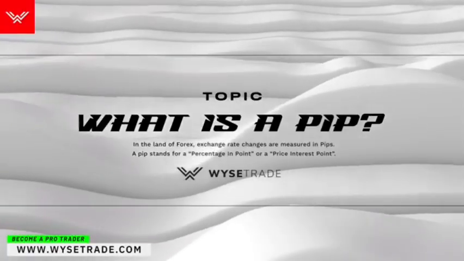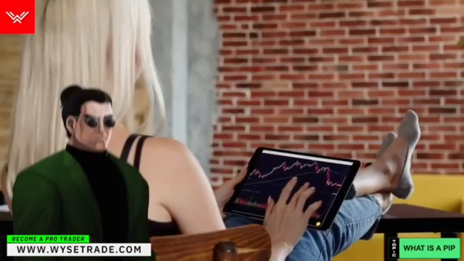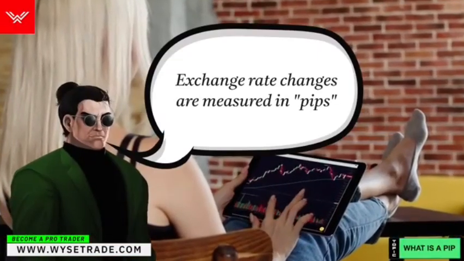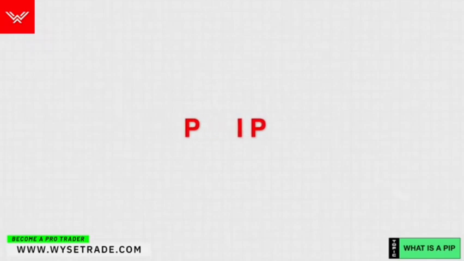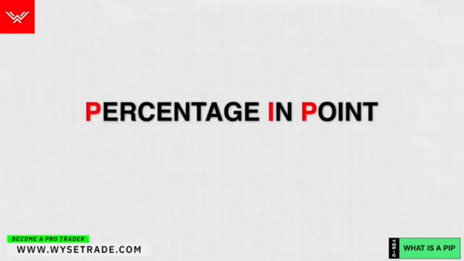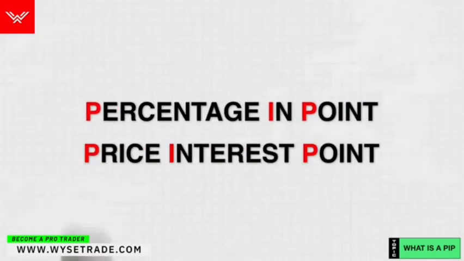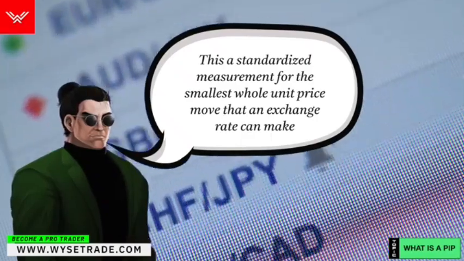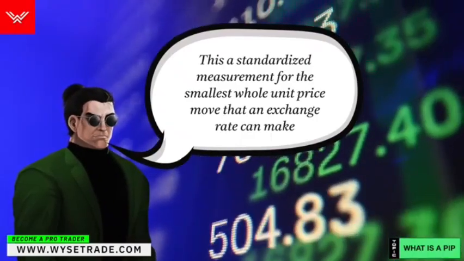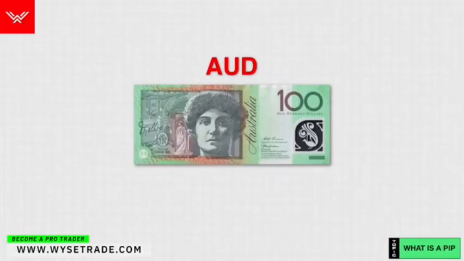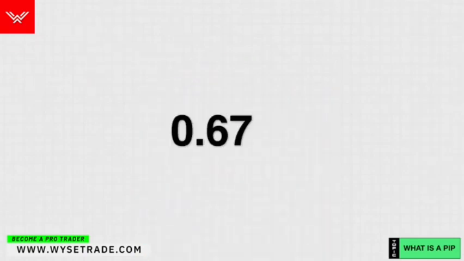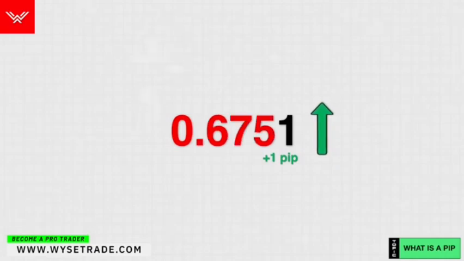What is a pip? In the land of Forex, exchange rate changes are measured in pips. A pip stands for percentage in point, or price interest point. This is a standardized measurement for the smallest whole unit price move that an exchange rate can make. If the Australian dollar is sitting at 0.6751 and its value gained by 1 pip, it would move to 0.6752.